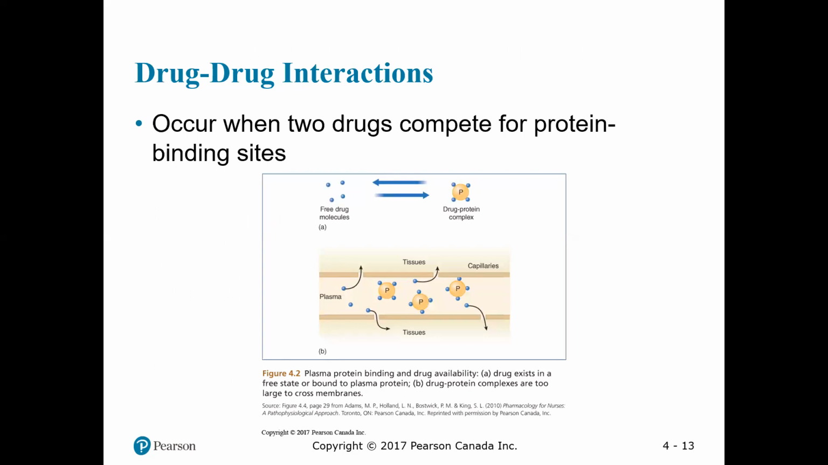Now, next is the drug-drug interactions. It occurs when two drugs compete for the protein binding sites. In this, they are explaining that A: a drug exists in the free state or the bound state to the plasma protein, and B: the drug-protein complexes are too large to cross the membranes. So you can see the free drugs go and combine with the protein, and with the protein they make a drug-protein complex. Inside the body, in the plasma, you have the drugs bound with the proteins. But the membranes are quite small, so a big protein complex cannot pass through. So they have to be unbound from the protein. If they are unbound, then they would be easily available to go into the tissues, capillaries, or their target sites. That's why we explained that in the previous chapter as well.